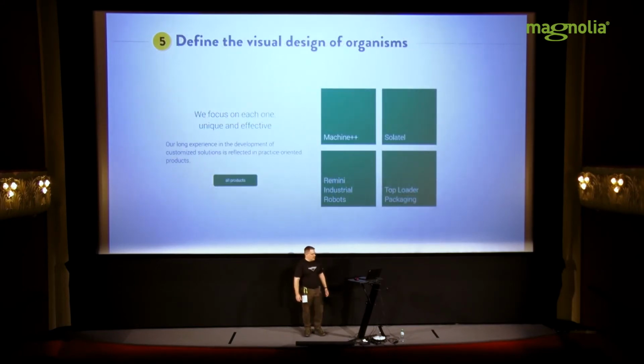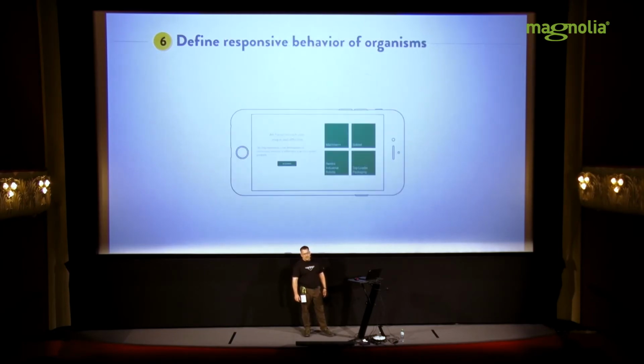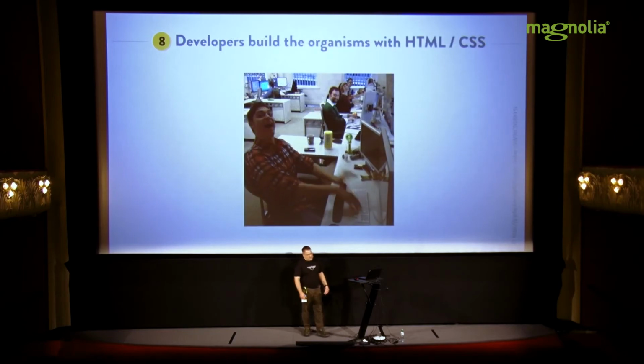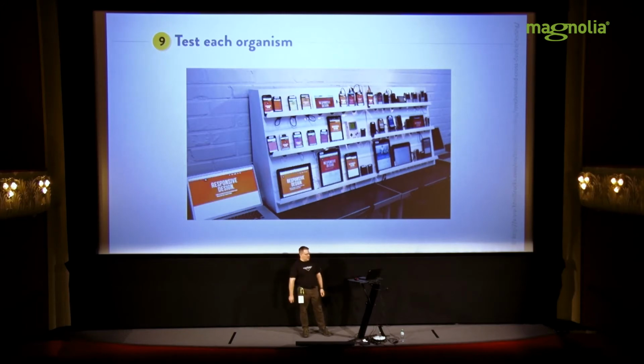Of course, we need some visual design, and also we need some responsive behavior in the web projects we're working on. When we have done all that, we can create a ticket for each organism for the developers. And they do whatever they do, some happy hacking, and they build that HTML and the CSS for that organism. And don't forget to test. At this stage, you have the HTML, you have the CSS, you can start to test each organism on all those devices that we have and find whether they're working.